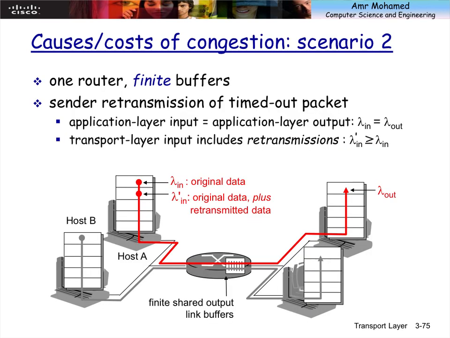Now here the router has a finite buffer size. What is the difference here? With a finite buffer size, if lambda in starts to grow, after some time the router will get filled, and the router will have to drop segments. What is the implication of this? The implication is that the transport layer will have to retransmit the segment. We know that. And here we have to retransmit.